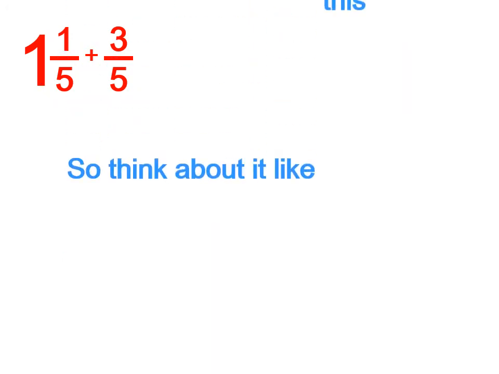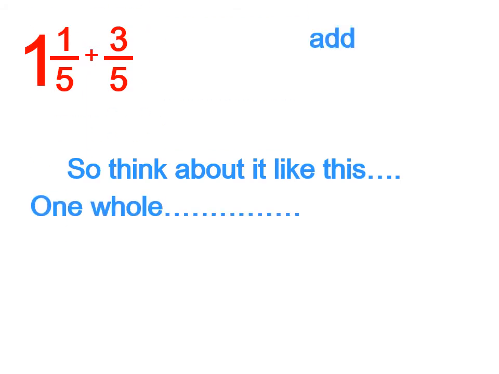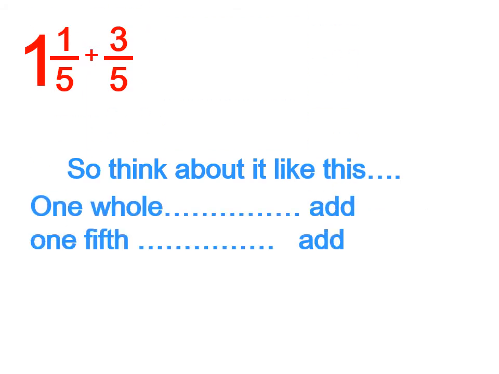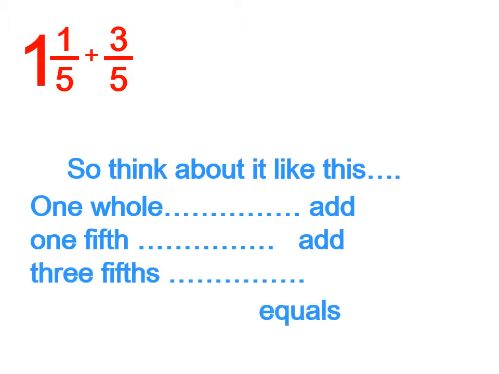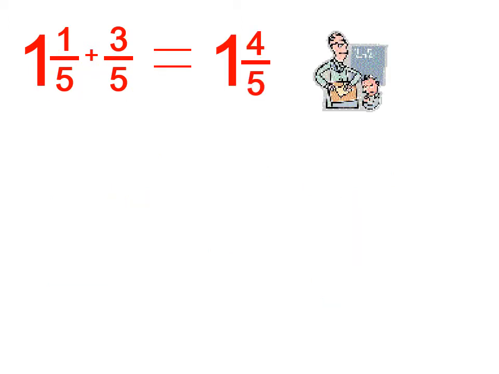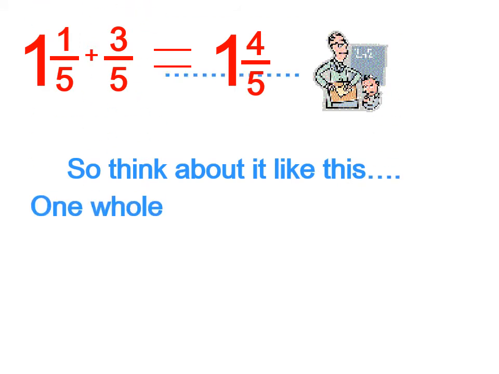We're dealing with fifths, aren't we? So if we're dealing with fifths, think about it like this. 1 whole, that's still the same. Add 1/5, add 3/5. That's going to equal, any guesses? Nice and easy. 1 and 4/5, because we're not adding any whole numbers, are we? That's still the same. There we go.